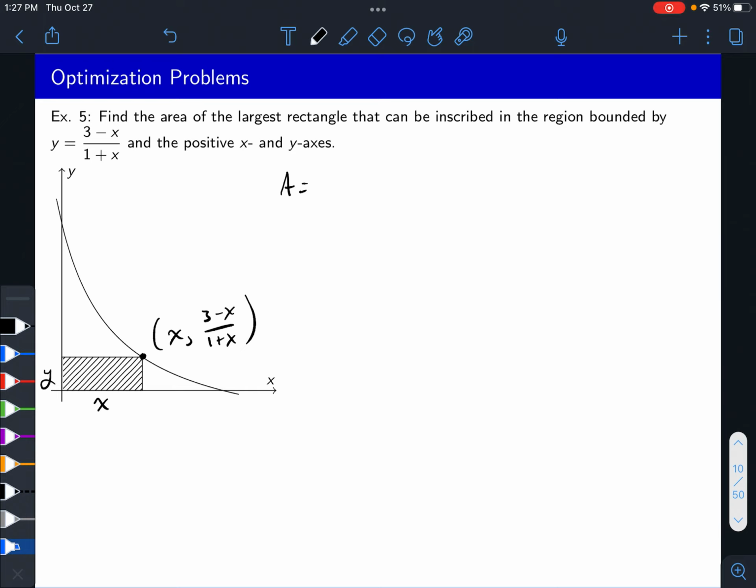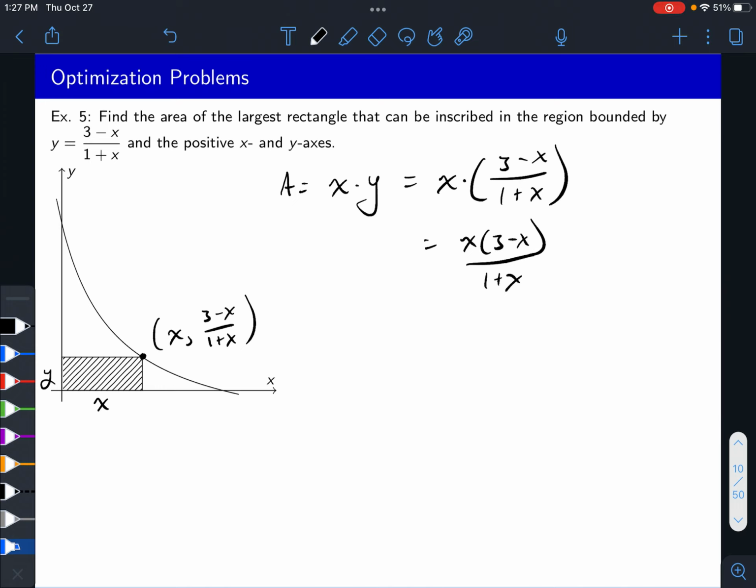And so our area is just equal to our x value times our y value, which is just equal to x times (3 minus x) over (1 plus x), which is equal to 3x minus x squared, or maybe I should just leave that factored actually. So x times (3 minus x) over (1 plus x). So this is our area function in terms of x, and we just need to maximize this.